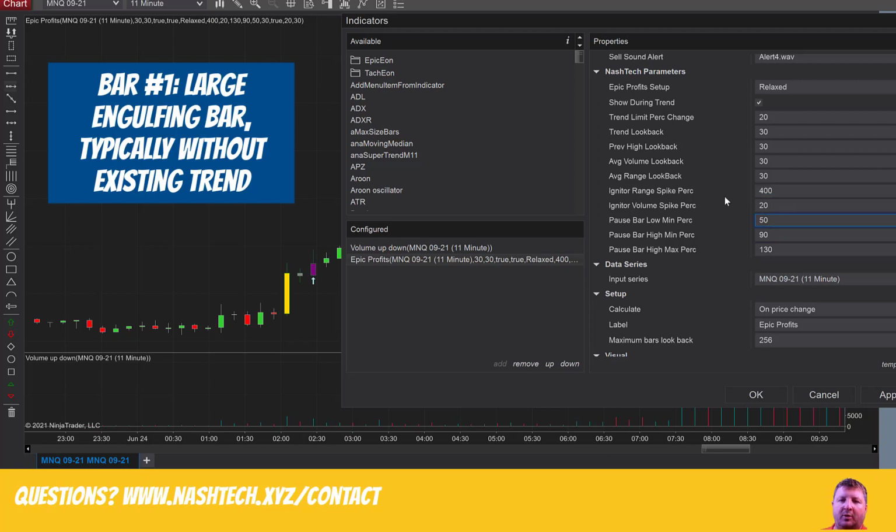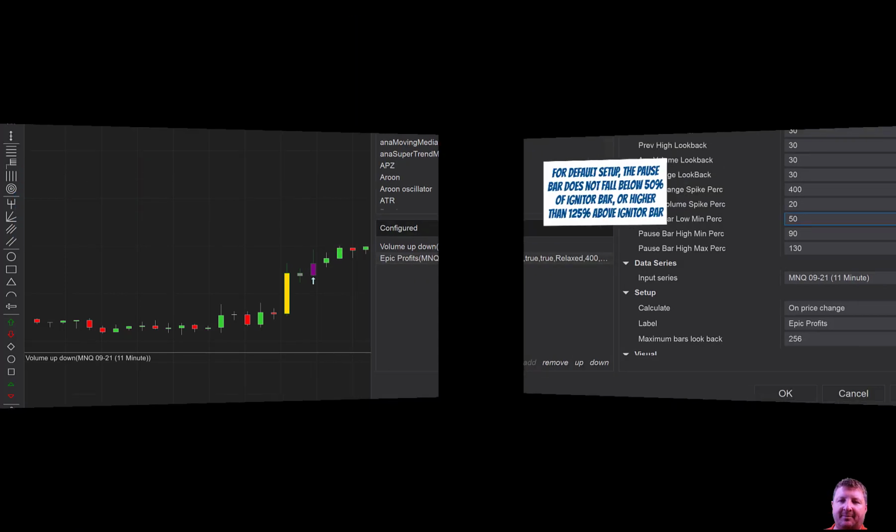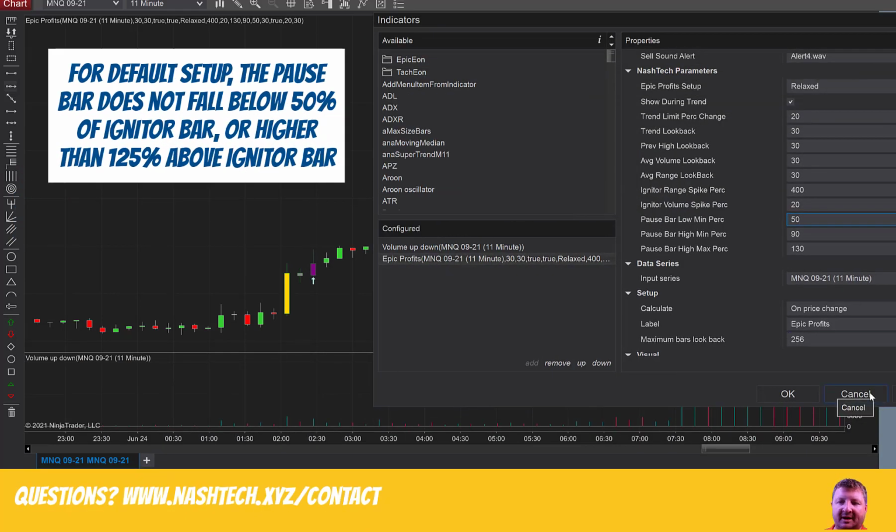Then, what happens with the pause bar? This is the second bar. The pause bar is always the second or third bar in the configuration. What happens with the pause bar is it does not go below 50% or 90% of the first igniting bar. Actually, that means it needs to at least go in that range.